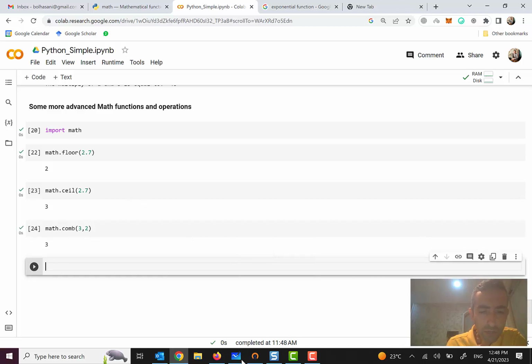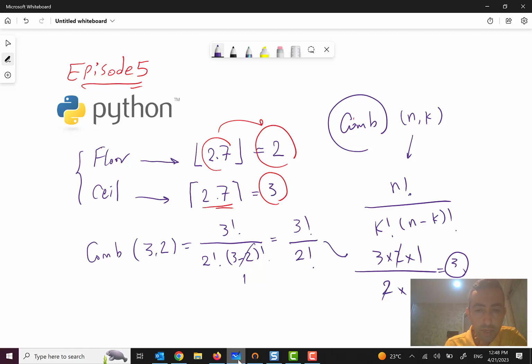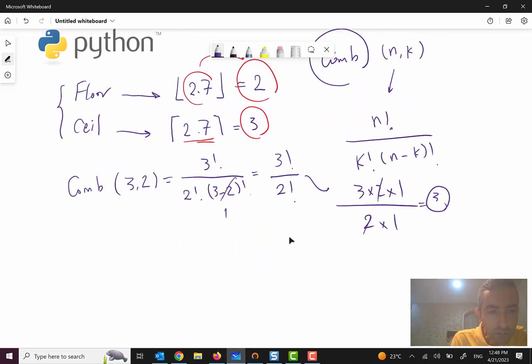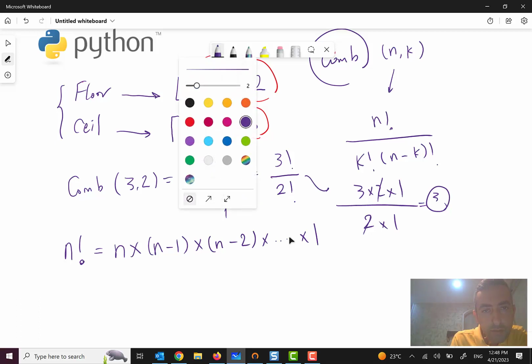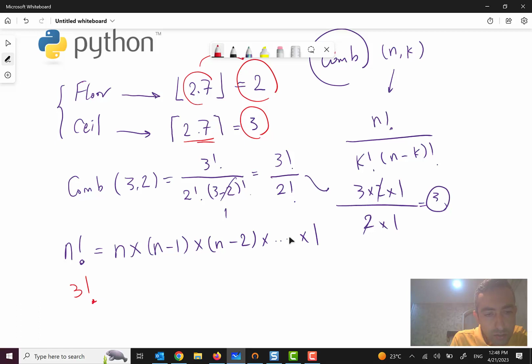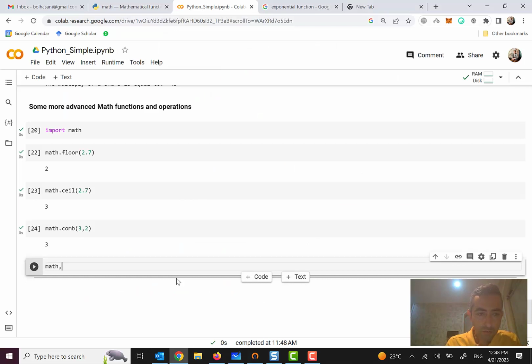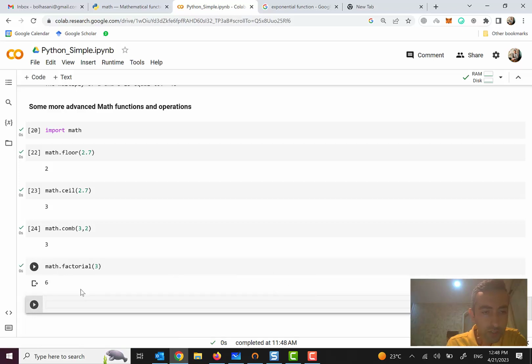Yes, that's right, 3. So maybe some of you, at an elementary level, don't know what factorial is. I should introduce it first. N factorial means n multiplied by n minus 1, n minus 2, till 1. So for example 3 factorial is 3 times 2 times 1, which would be 6. If we want to use it, math.factorial, yes, 3, it would be 6. Yes, that's right.